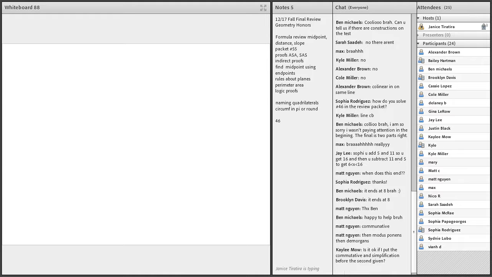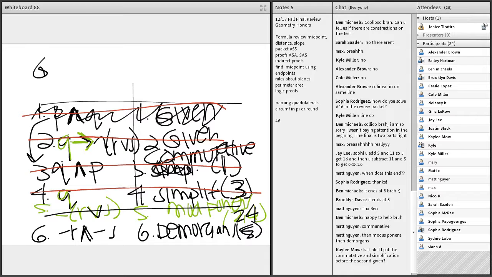Is it okay if I put commutative and simplification? Yeah, absolutely. Yep. So step 1, 2, and 3 could be interchanged for sure. Correct, Kaylee. So I could have done commutative first instead of the given and then simplification. That would have made a little bit more sense. Yeah, I should have done that. So Kaylee, good looking out.